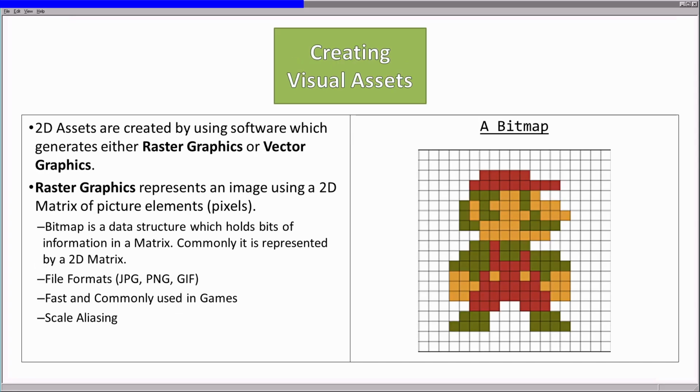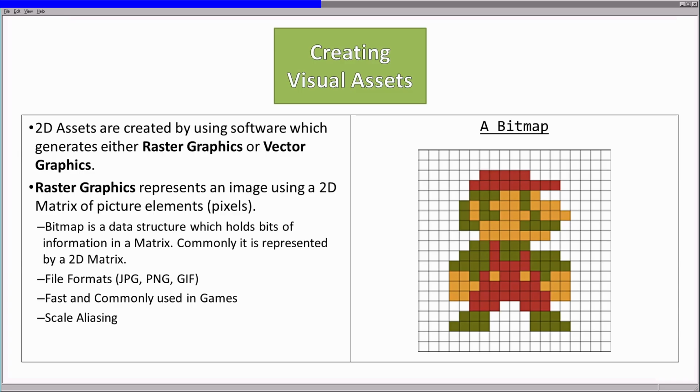In computer graphics, 2D visual assets can be created using software which generates either raster graphics or vector graphics. Both of these concepts create images, but in slightly different ways. Raster graphics represent an image using a 2D matrix of picture elements called pixels. Raster, being German for grid, is a way of describing the 2D matrix. A bitmap is a data structure which holds bit information into a matrix. Commonly, it's represented by a 2D matrix.